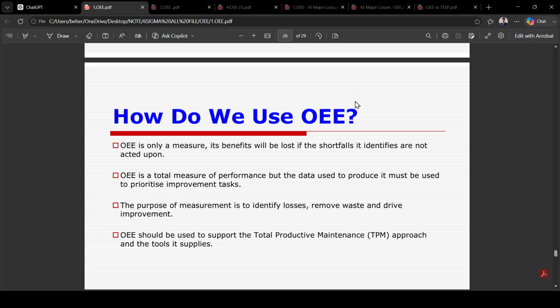How do we use OEE? OEE is only a measure. Its benefit will be lost if the shortfalls identified are not acted upon. OEE is a total measure of performance, but the data used to produce it must be used to prioritize improvement tasks. The purpose of measurement is to identify losses, remove waste, and drive improvement. OEE should be used to support the total productive maintenance approach and the tools it supplies.